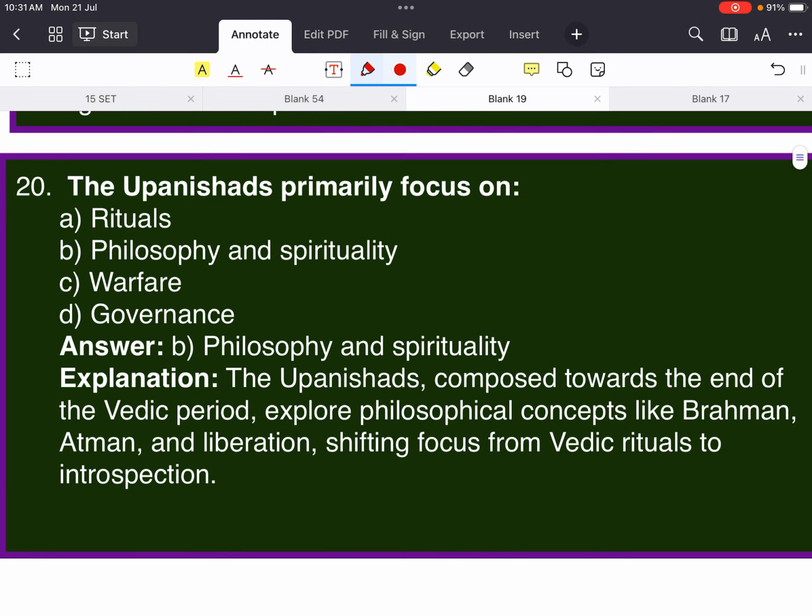Then question number 20. The Upanishads primarily focused on philosophy and spirituality. Option B. The Upanishads were composed towards the end of the Vedic period, exploring philosophical concepts like Brahman, Atman and liberation, shifting focus from Vedic ritual to introspection.